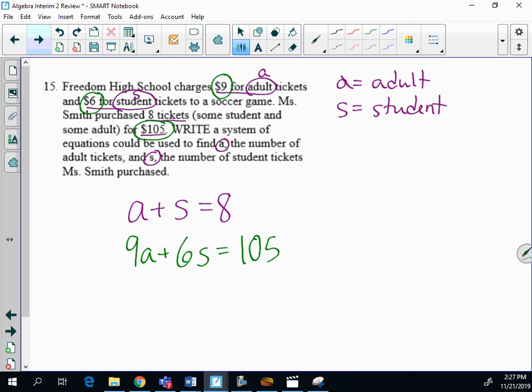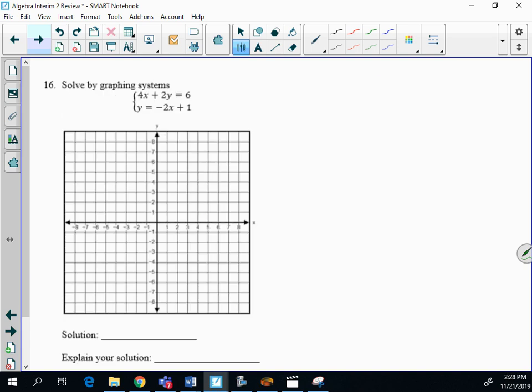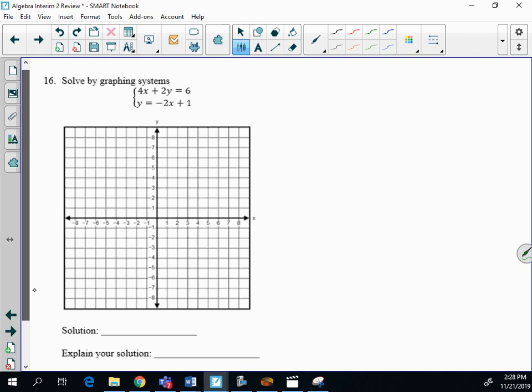So now we have our system of equations, and again we can use Desmos to solve, or you could use substitution. However, this just says write a system. So we're actually done at that point with this problem. Number 16, solve by graphing. So here we need to graph both of our equations. And again, Desmos can help you out.